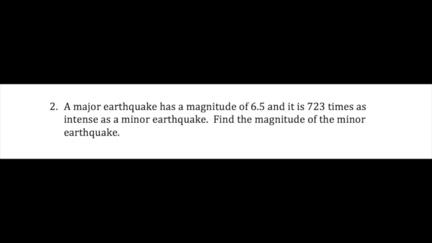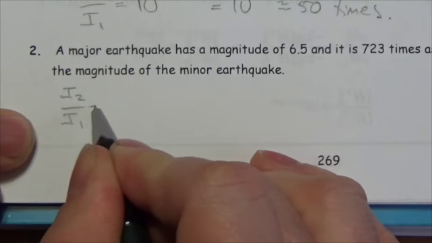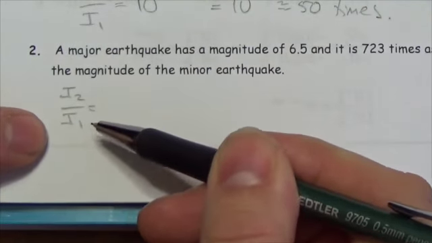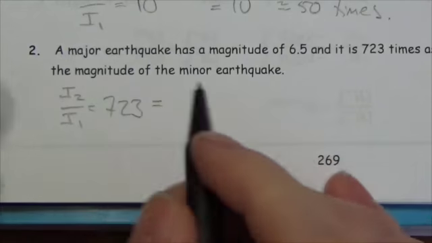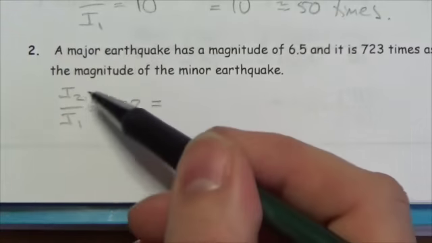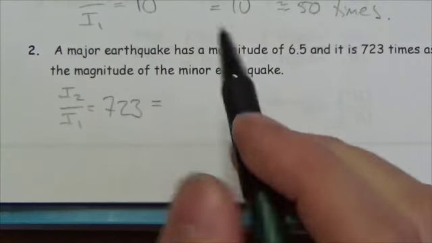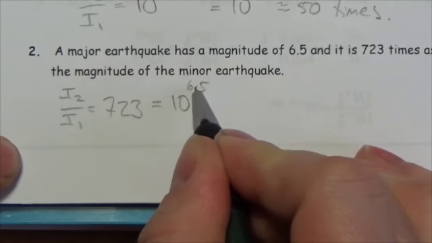A major earthquake has a magnitude of 6.5 and is 723 times as intense as a minor earthquake. Find the magnitude of the minor earthquake. Now in this case, we are told what the comparison is. We're told that I2 over I1, the big earthquake over the little earthquake, if you want to think of it that way, that ratio was 723. So we know that ratio, and we know the magnitude of the larger quake. The larger quake was the one on top, right? Because this was 723 times larger than this one. So when we go to our equation here, we know that this is going to be 6.5.